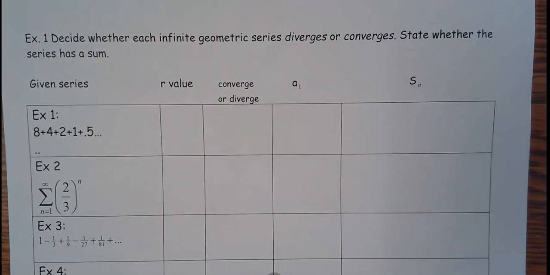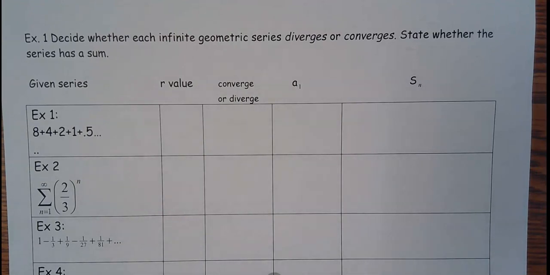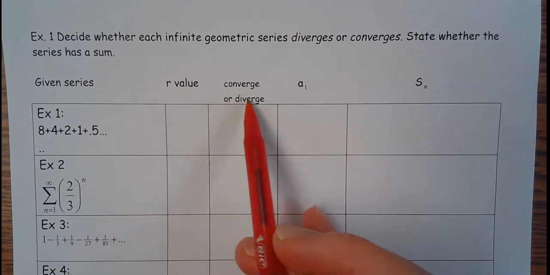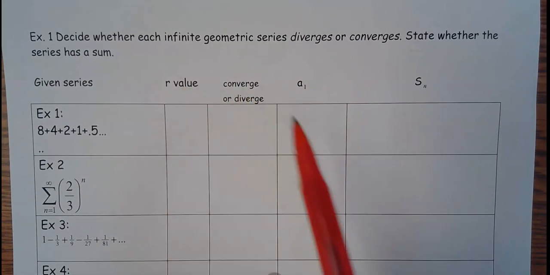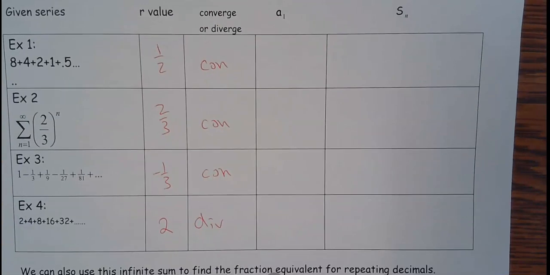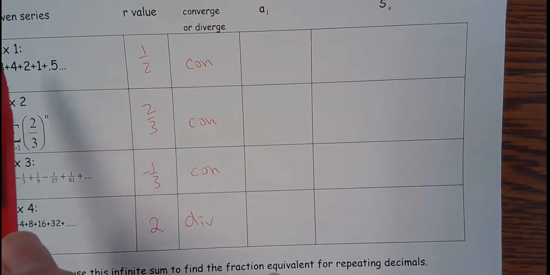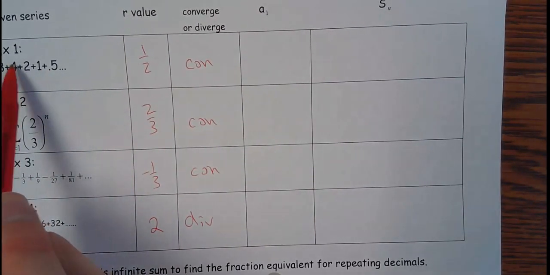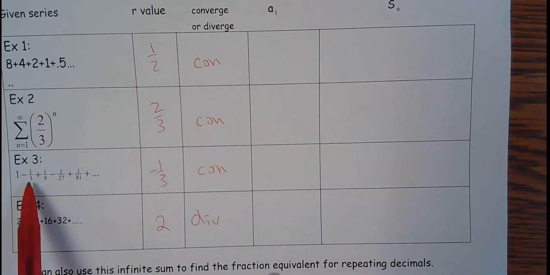Decide whether each infinite geometric series diverges or converges, and then state whether the series has a sum. So maybe let's just do this right now. Fill these two columns out. Fill out the r value and the converge or diverge part just on your own to see if you can identify them. Okay, so I went ahead and did them all. Again, every r, just take this term divided by the previous, that's a half. Here, every term divided by the previous.